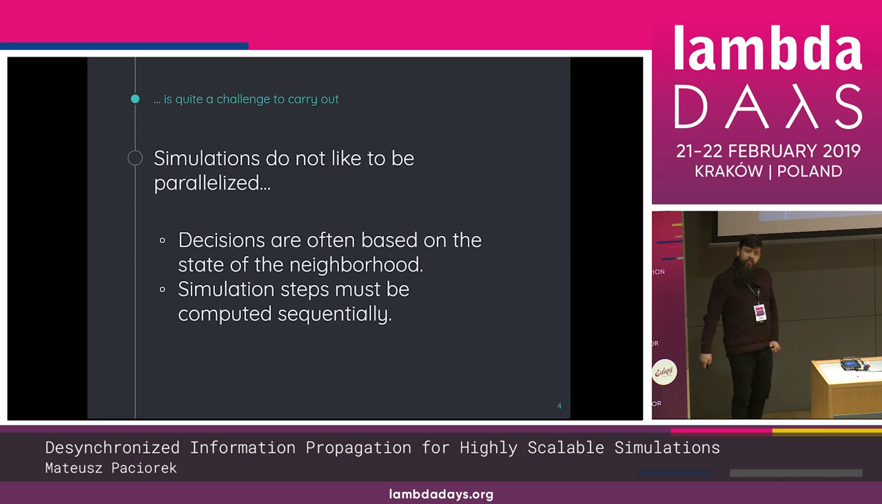However, it is not that easy to parallelize the simulation because the simulation has several features that make it intrinsically hard to parallelize. The first and most important difficulty is that the decision that the simulation is taking at every step is often based on some neighborhood. And when we divide the grid between workers, between computational nodes, we need to look into the part of the state that is stored in our neighbor node, which is, of course, working against distribution.